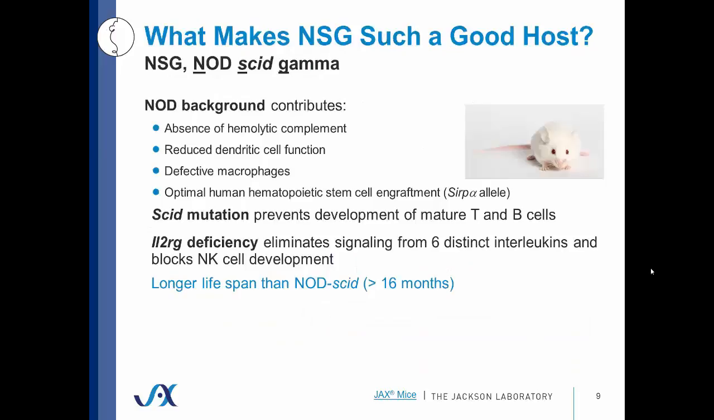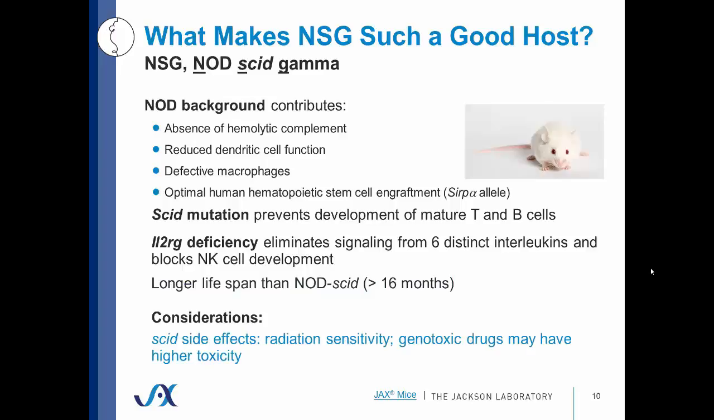So the other interesting thing about the IL-2 receptor gamma deficiency is it gives these mice a longer lifespan than a typical NOD-SCID mouse. And why this is important is because the NOD-SCID mouse develops an IL-2 dependent thymic lymphoma at somewhere around 7 to 9 months of age. So those animals really need to be used for shorter term studies. By knocking out the IL-2 receptor gamma chain, you do not develop these IL-2 dependent thymic lymphomas, and so these animals, as long as they're held in a very high health status, are very long lived.